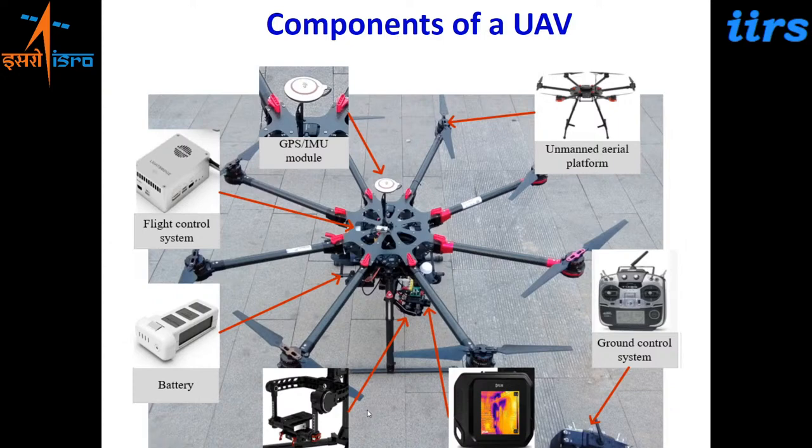Then you also have a battery here, which is used to give energy to the drone, and then you have a gimbal and the sensor. So on board the gimbal, you have a stabilized sensor. The gimbal is basically to give stabilization to the sensor so that the movement does not affect the picture quality. So these are the major components of the drone.